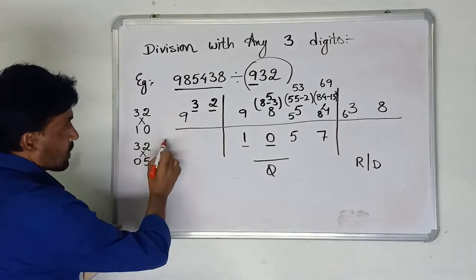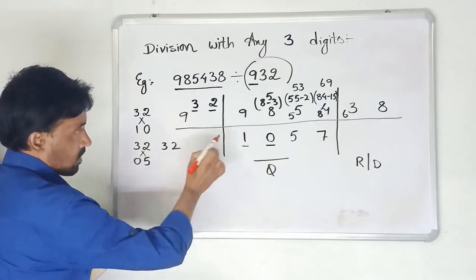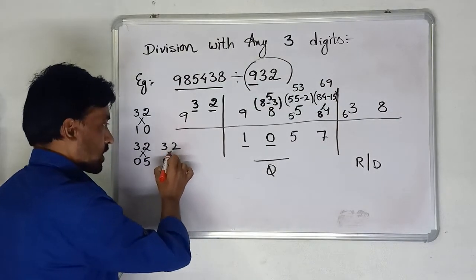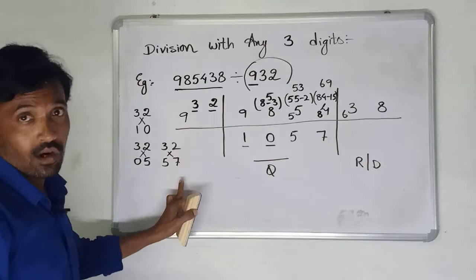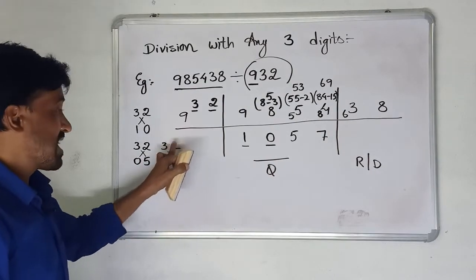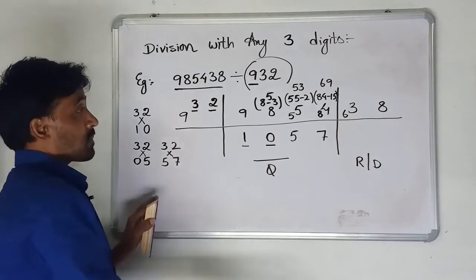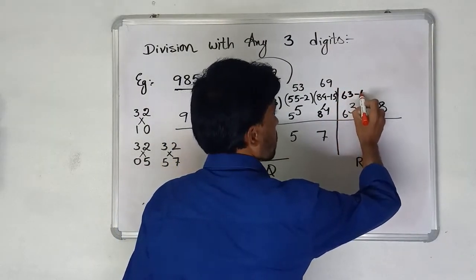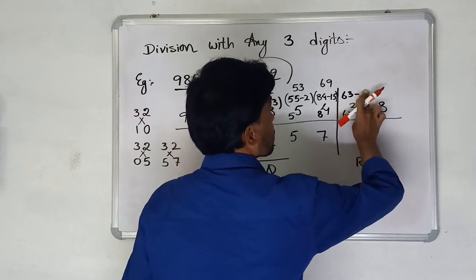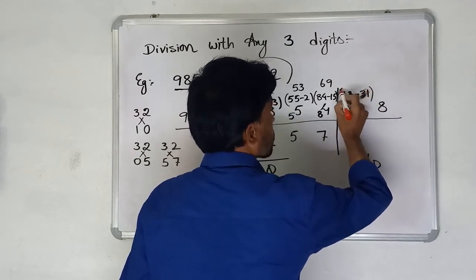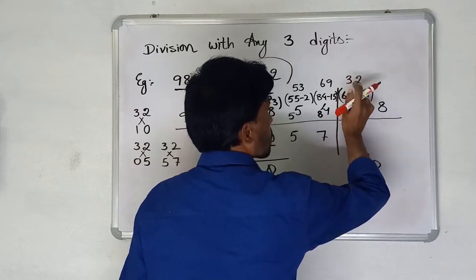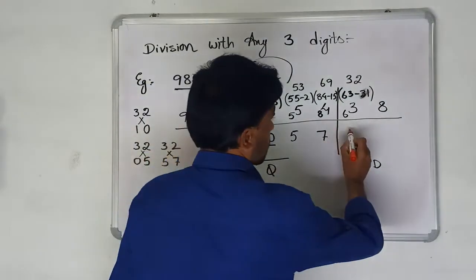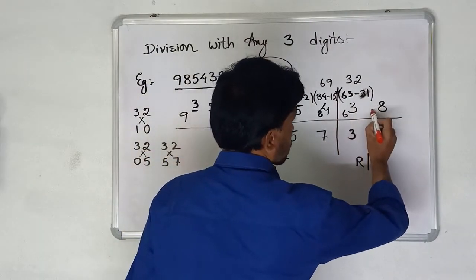Now again a similar concept. The suffix 32 goes under the new quotient part along with its previous digit, and we do cross multiplication: 3 times 7 is 21, and 2 times 5 is 10. 21 plus 10 is 31. This 31 is subtracted from 63. Now 3 minus 1 is 2, 6 minus 3 is 3. Now we have 32. 32 divided with 9 how many times? 3 times. 9 times 3 is 27 and leaves remainder 5.